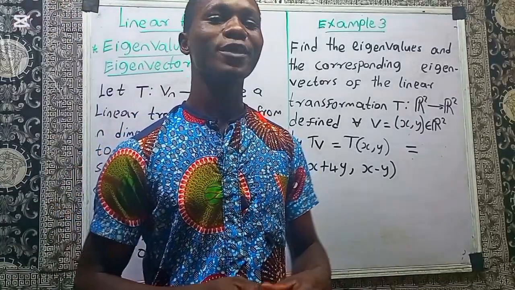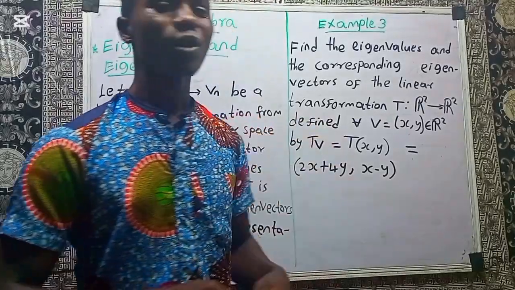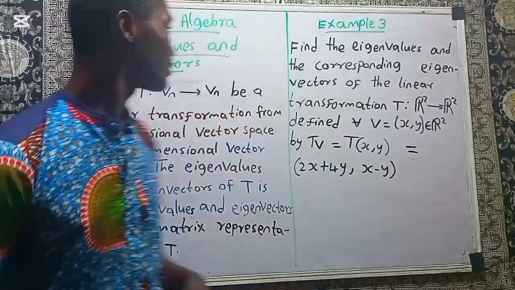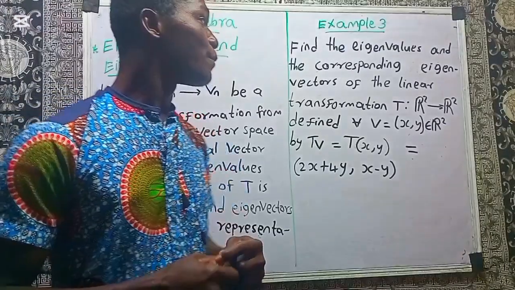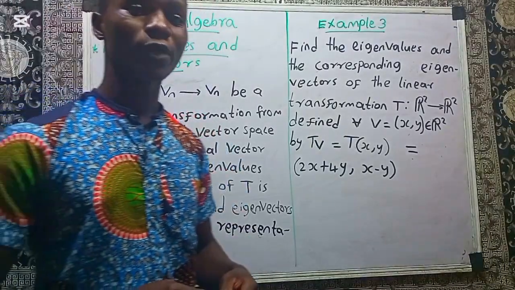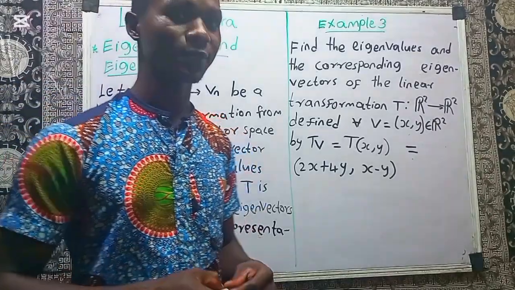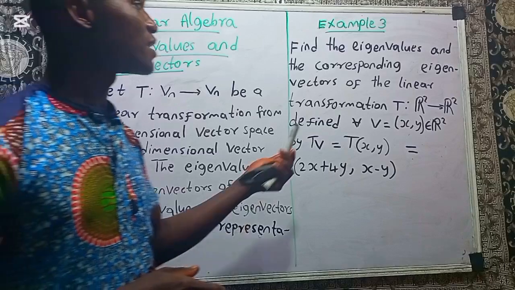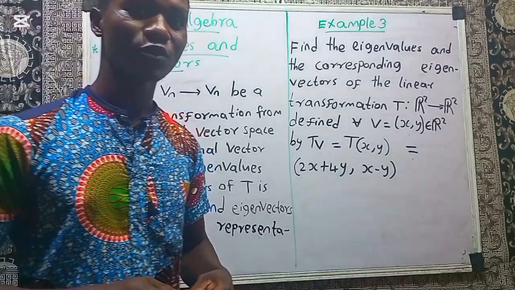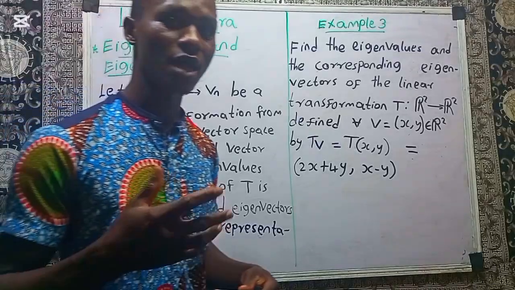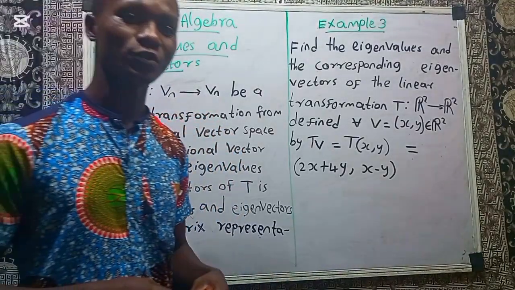This is linear algebra class, and in this class we want to solve this example 3 under this topic we introduced in our previous video, eigenvalues and eigenvectors. In our previous video we saw how we can find the eigenvalues and eigenvectors of a particular square matrix. Now in this example, what is given to us is a linear transformation. So how do we find the eigenvalues and eigenvectors of a linear transformation? Let's see the definition that will help us to do that.